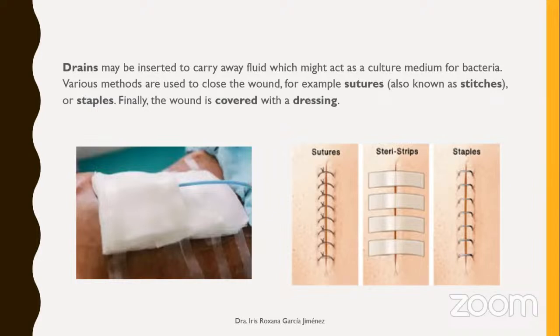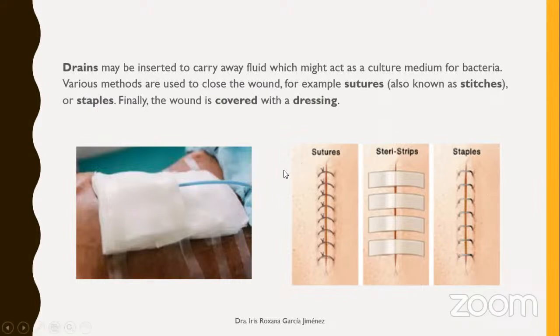Various methods are used to close the wound. I mean, we can use sutures like this, also known as stitches. We can use sterile strips, not very common, just for skin that is without stress, or staples. Staples are nowadays one of the best ways to do it because they don't have the same pressure as sutures, they don't give the skin the chance to get inflamed, I mean, to get swollen. Staples are easier to control.